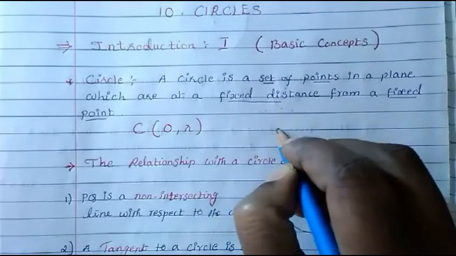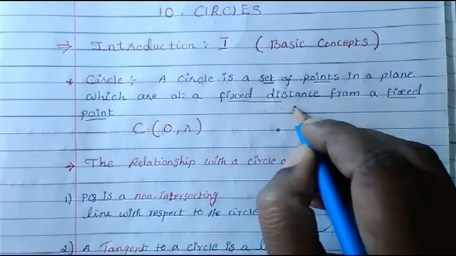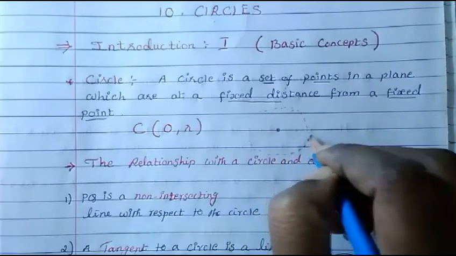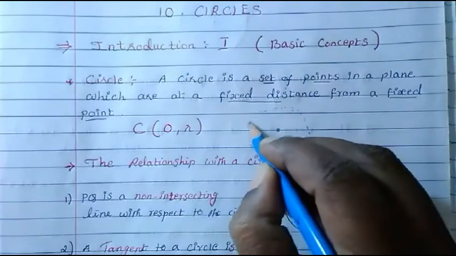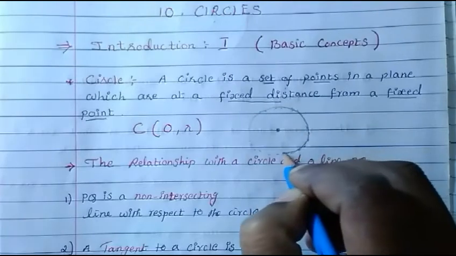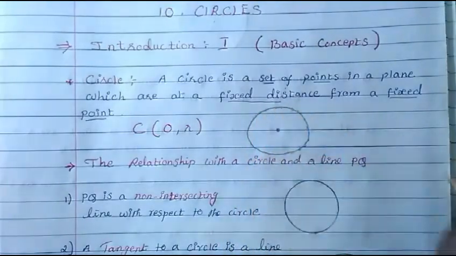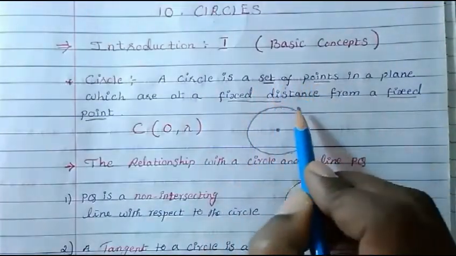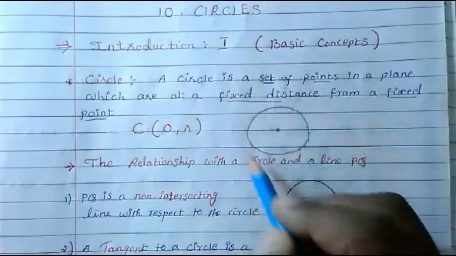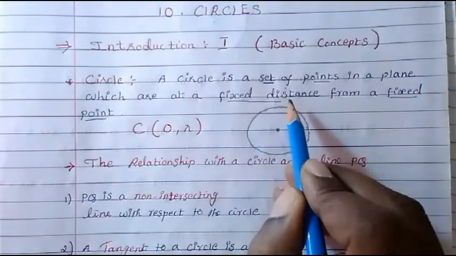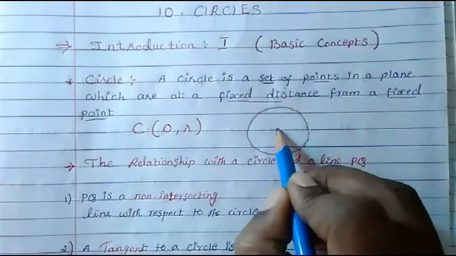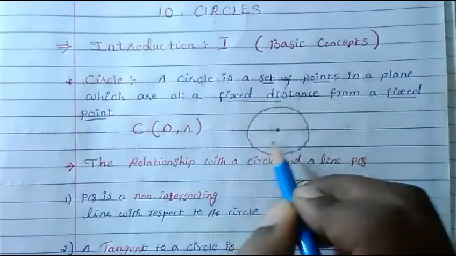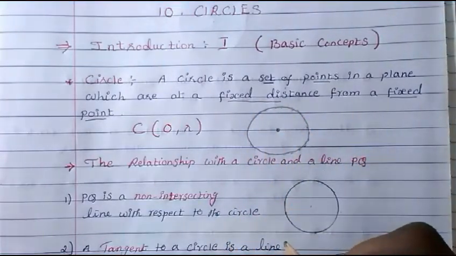From the center there is a fixed distance, and only those set of points we take. Then we join those points and we get a circle. A circle is a set of points in the plane which are at a fixed distance from a fixed point. So that we call a circle.